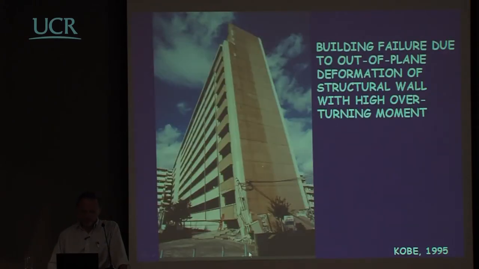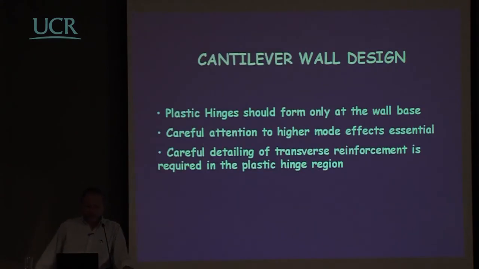In this case, you see something which is related to the problem that I was already mentioning. This is a relatively slender wall with a local problem of out-of-plane force or instability in a certain way, combined with a high value of the overturning moment, and therefore with a high value of local vertical stresses. In general, when we design a cantilever wall, there are a few principles, a few fundamental issues that have to be considered.